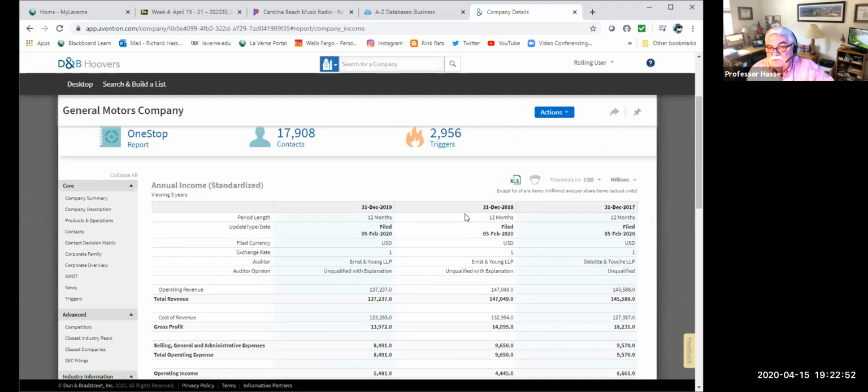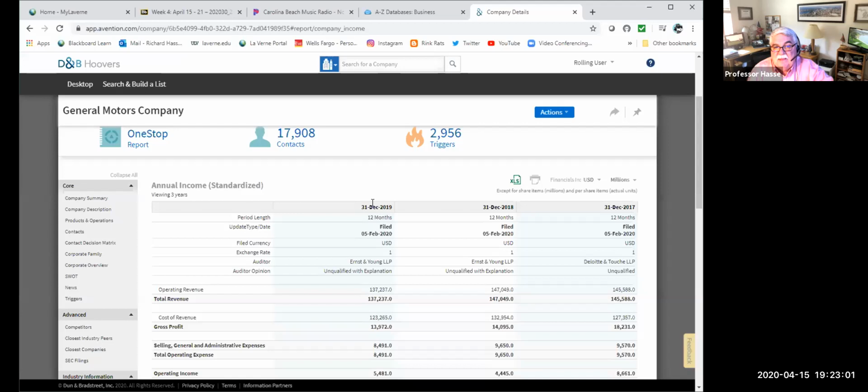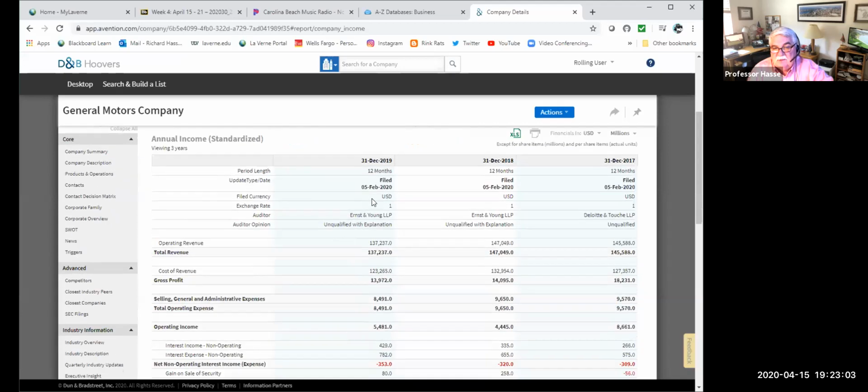Now, all these numbers are in millions. So when it says the operating revenue for General Electric is 137,237, that's $137 billion. Ouch. You have to add 6 zeros to it. It's in millions of dollars.